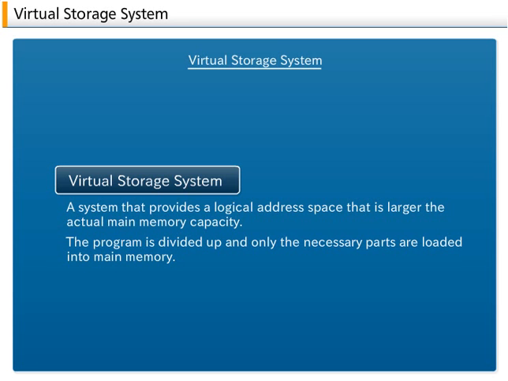Virtual storage system. The virtual storage system, also called virtual memory system, is a system that provides a logical address space that is larger than the capacity of the actual main memory. Programs are divided into several parts, and only the parts that are needed for processing are loaded into main memory. The parts that are not needed are put into an auxiliary storage device. This makes it possible to execute large programs in a small amount of main memory.